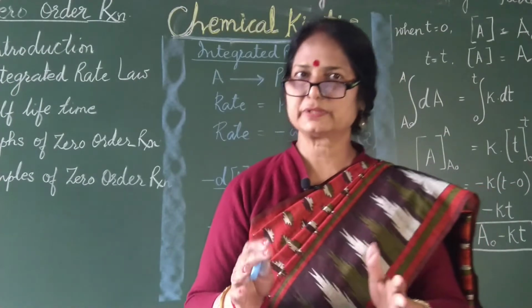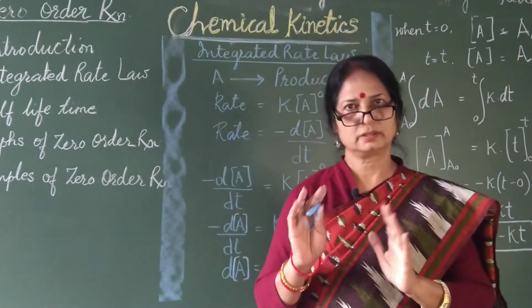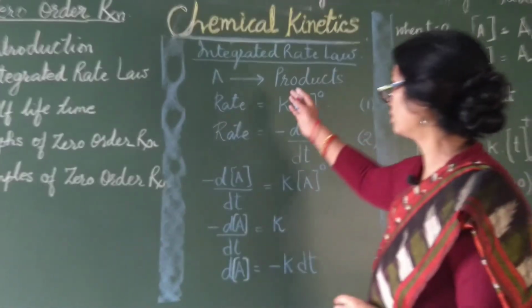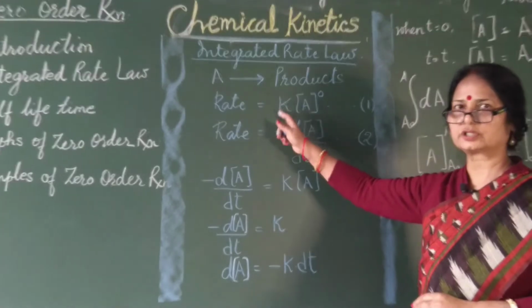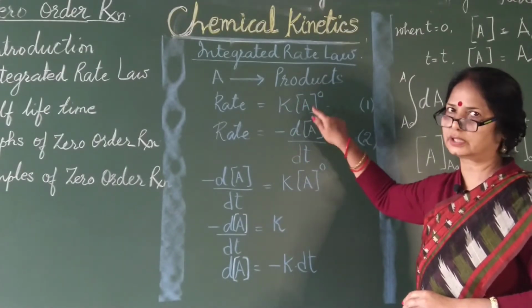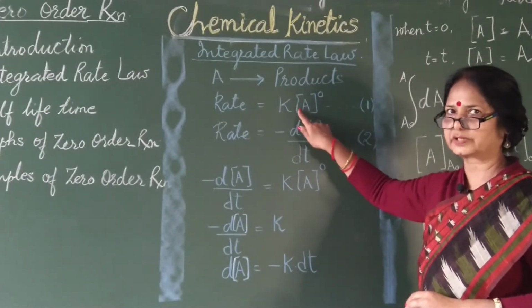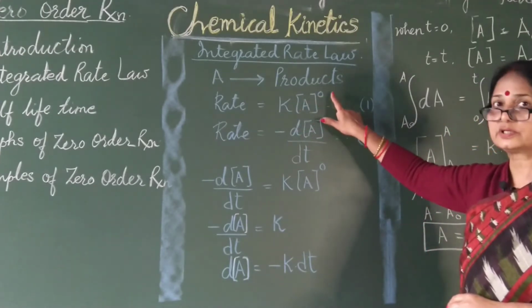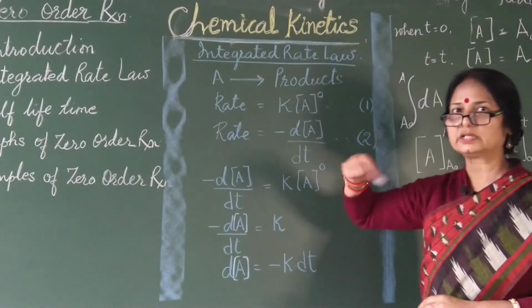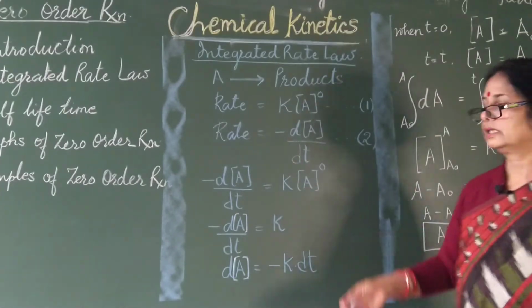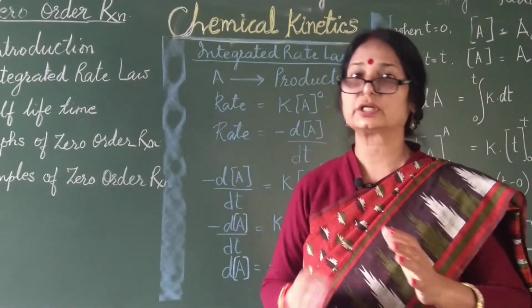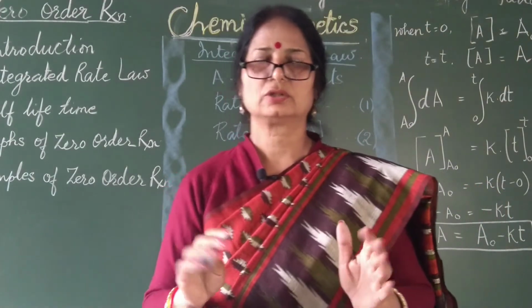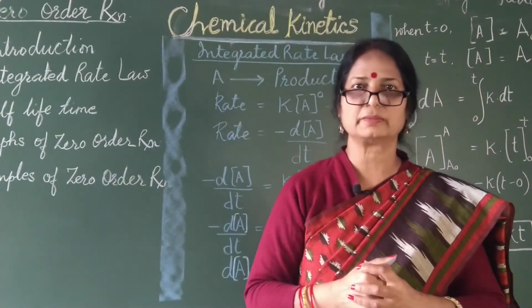So now I have taken a simple reaction, A forming products. If we talk about its rate equation, the rate is equal to k, our specific rate constant, multiplied by the concentration term of A raised to the power 0. I have taken it as 0 because it is a zero order reaction. As I told you earlier, if we want to write the rate equation of a reaction, we take the stoichiometry into consideration.